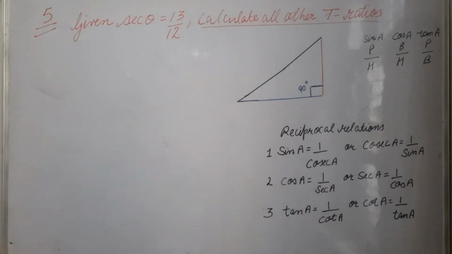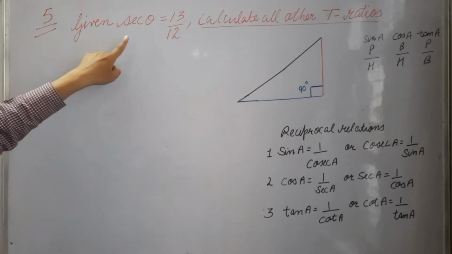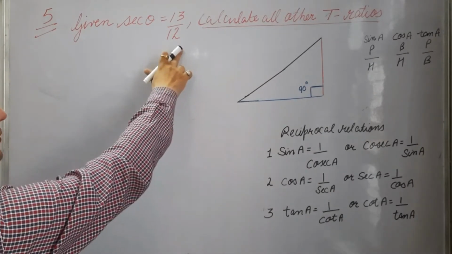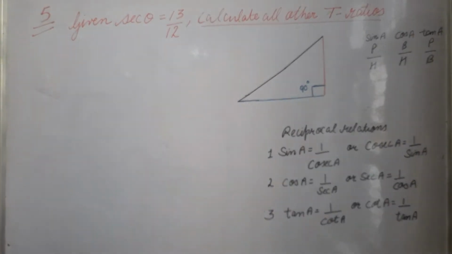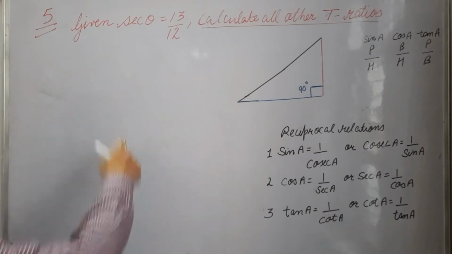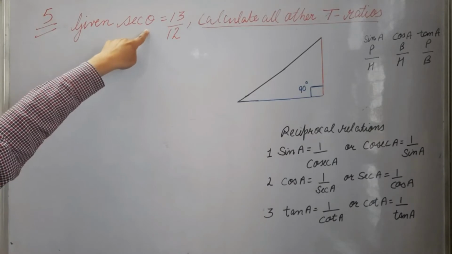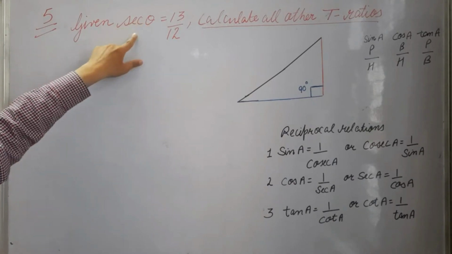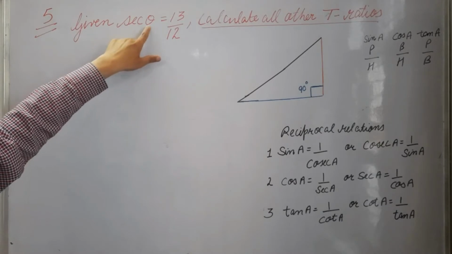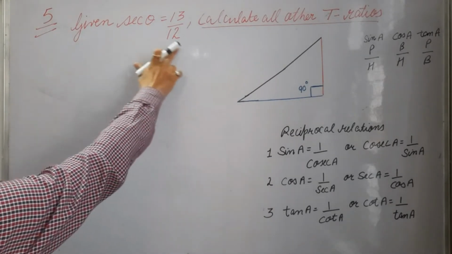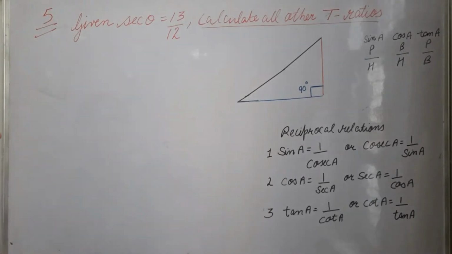In the next question, question number 5, given secant theta is equal to 13 by 12. Calculate all other T ratios. It means one of the T ratios is given, and we have to find the remaining T ratios. So one T ratio is given, that is secant theta, for the angle of reference theta, and the relation between theta and the lengths of the sides for one ratio is given.